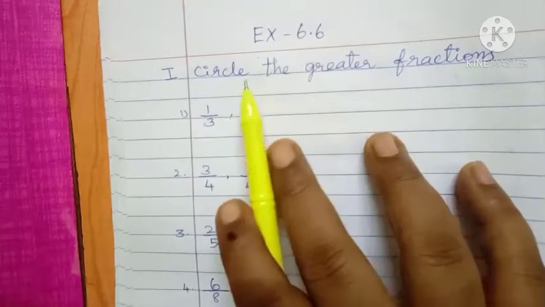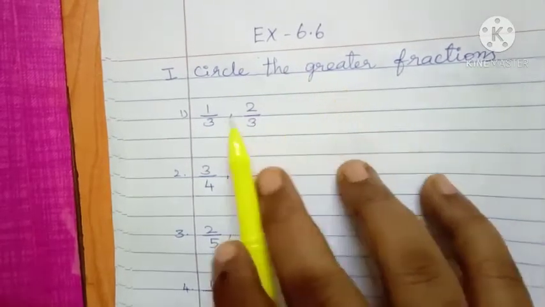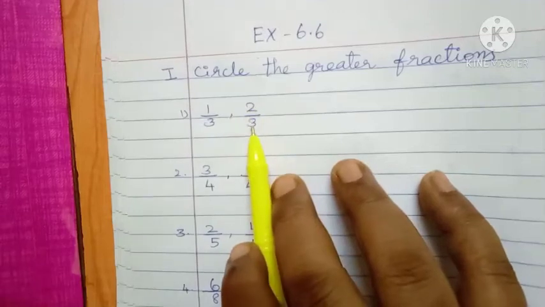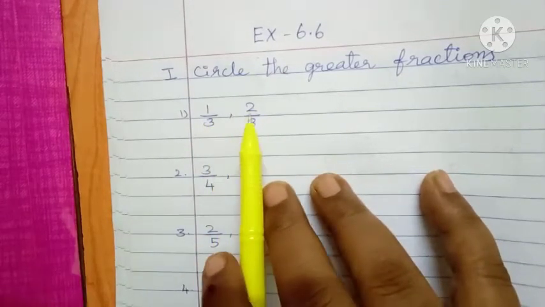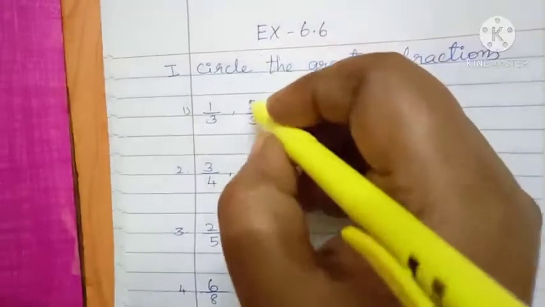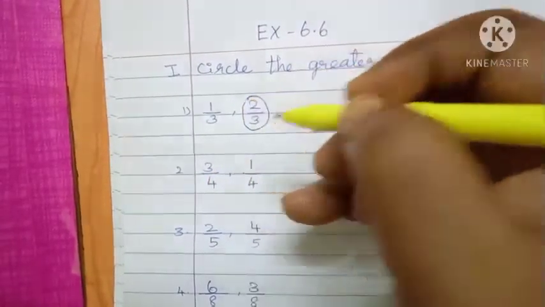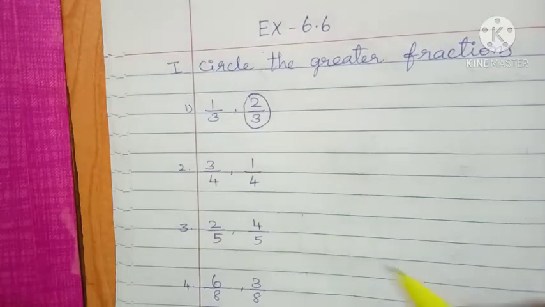Exercise number 6.6. Circle the greater fraction. So 1 by 3, 2 by 3. Which one is a bigger number? 1 or 2? 2 is bigger. So the denominator is the same, only the numerator has changed. So you check which one is bigger.